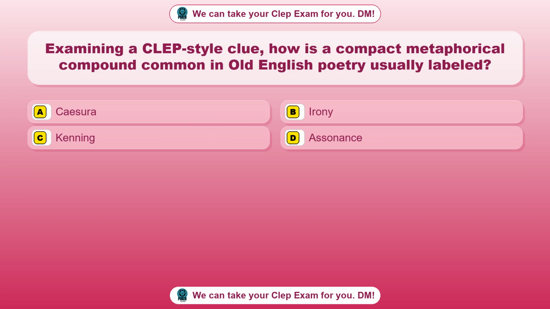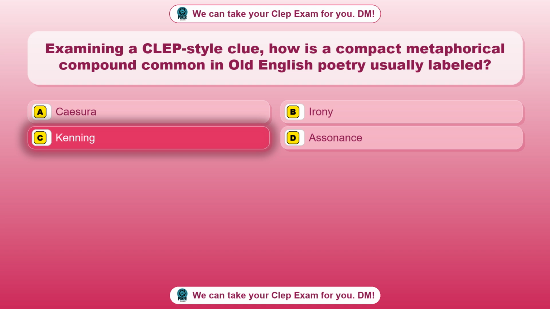Question 4. Examining a CLEP-style clue, how is a compact metaphorical compound common in Old English poetry usually labeled? Option A, caesura. Option B, irony. Option C, kenning. Option D, assonance. The correct answer is option C, kenning.